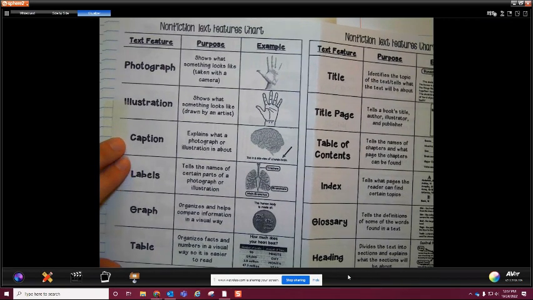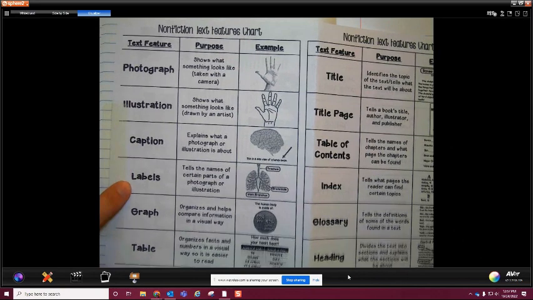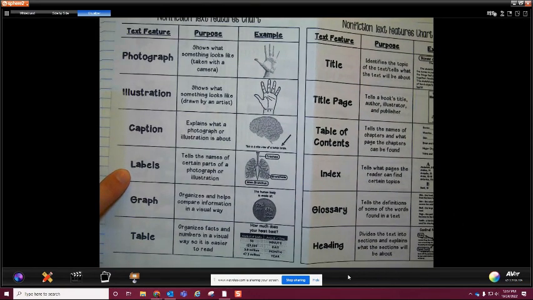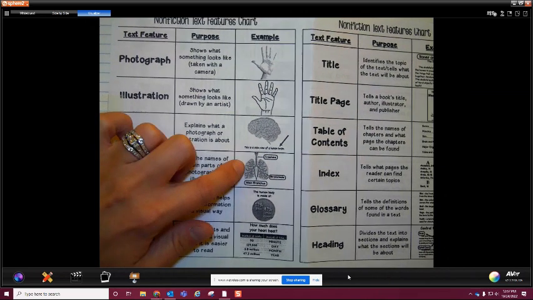Then we also have captions. Captions explain what a photograph or illustration is about versus labels. Labels tell names of certain parts on a photograph or illustration. Okay, so see the differences there.